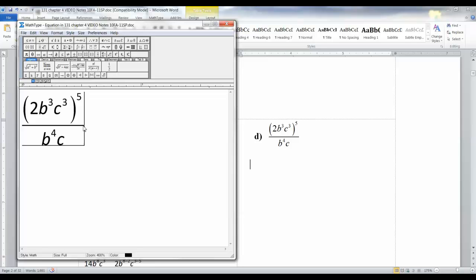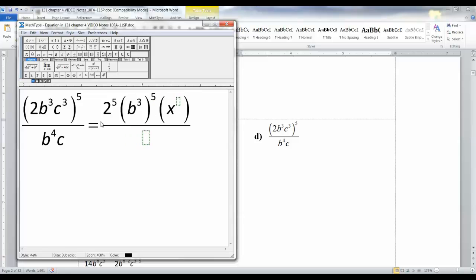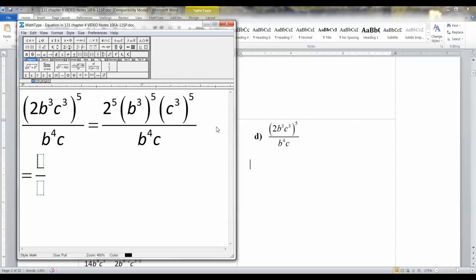You can't divide until you've dealt with this power, because this is a grouping symbol up here. It is grouped together, all the stuff inside those parentheses. So what you have to do first is go 2 to the fifth, b to the third, raise it to the fifth, and then c to the third. Oops, not c, x. Sorry, those buttons are right next to each other. Raise it to the fifth. And then again, it's over b to the fourth, c. So you don't have 3 c's up there. You have a whole mess of them.